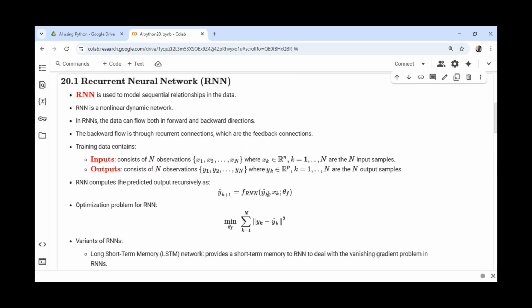In RNNs, the data can flow in both forward and backward directions, and the backward flow is through the recurrent connections, which are the feedback connections. Whereas in the case of feed-forward neural network, the data will flow only in the forward direction.